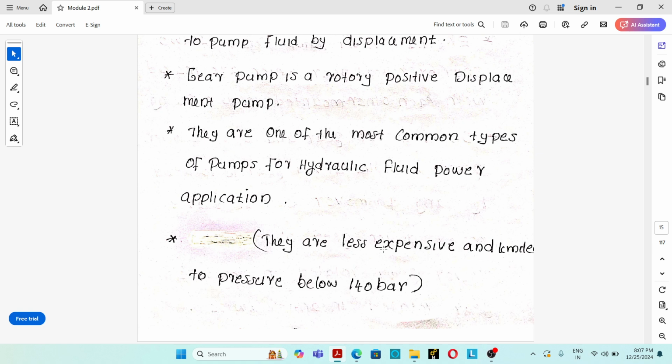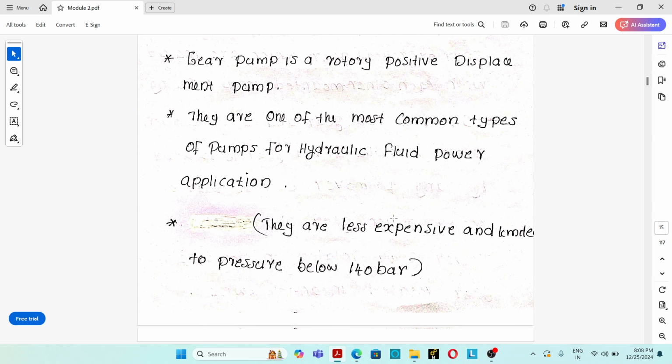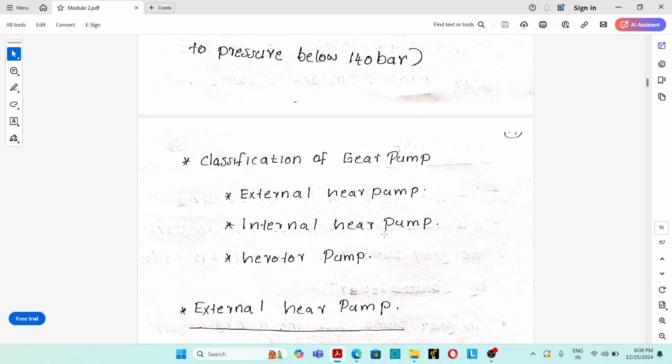So gear pump, it's a positive displacement pump. It's a rotary positive displacement pump. It's a mechanical device that will convert mechanical energy into hydraulic energy. It consists of two intermeshing gears and it will produce a pressure up to 140 bar, and it is a much less expensive positive displacement pump. See, there are three classifications of gear pump. That's very important. Gear pumps are classified into external gear pump, internal gear pump, and gear rotor pump. We can discuss one by one.